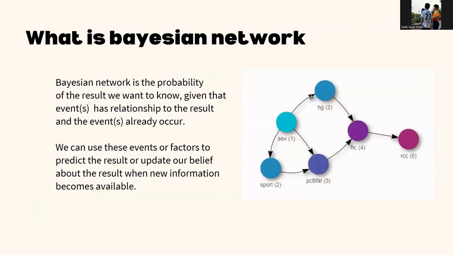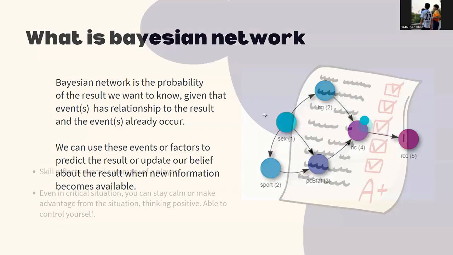So what is a Bayesian network in the first place? A Bayesian network gives the probability of the result of the event we want to know, given events that already have a relationship to the result and have already occurred. So we can use these events or factors to predict the result or update our belief about the result when new information is available to us, as you can see on this chart on the right.